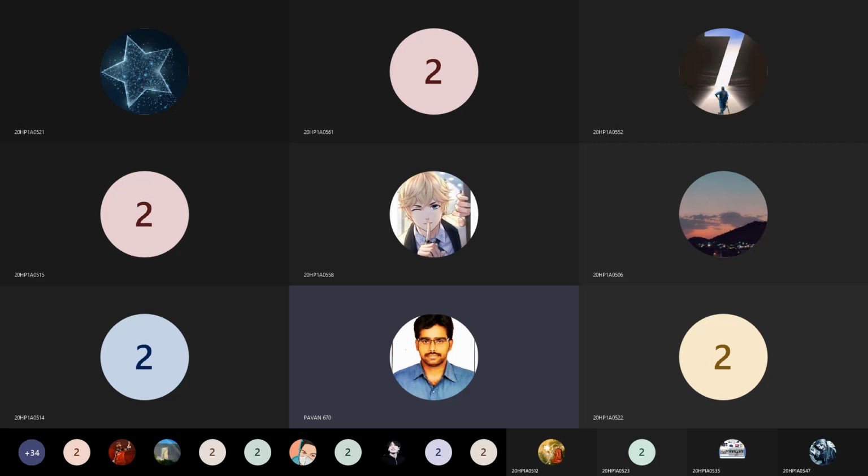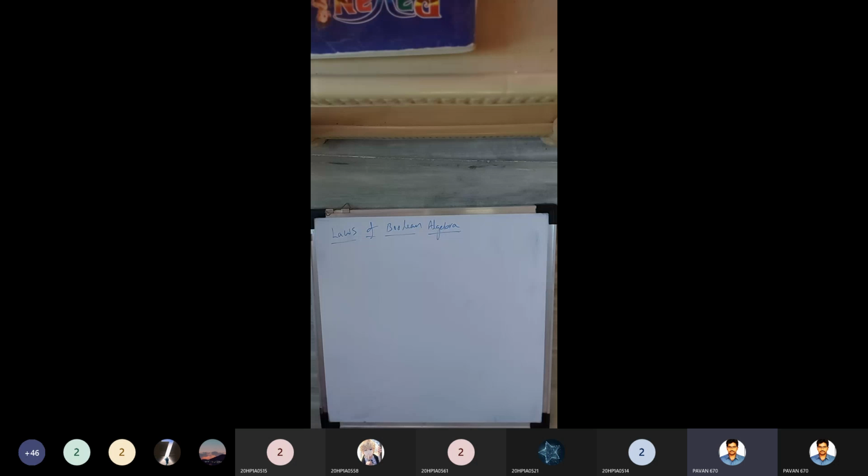What are the different laws that are supposed and that are framed here in the Boolean algebra? We will see here, and we will make a list of those.